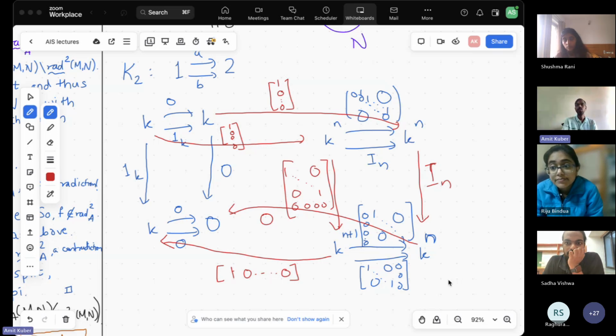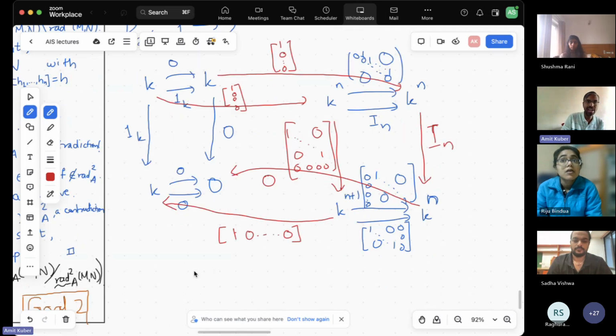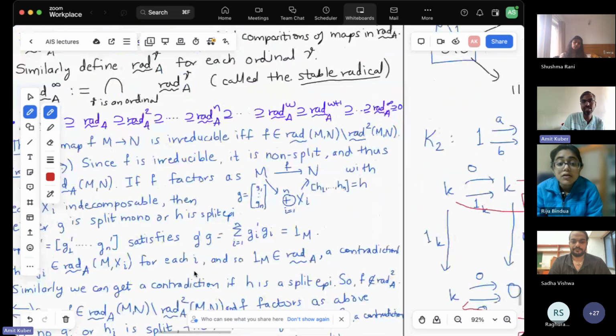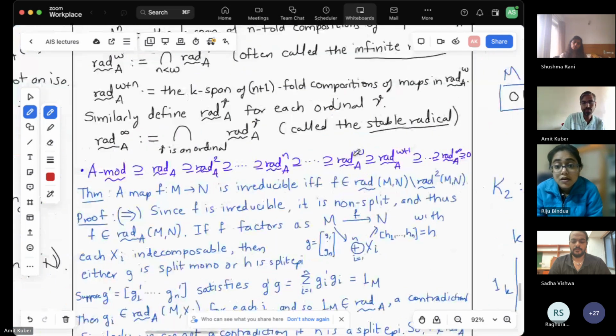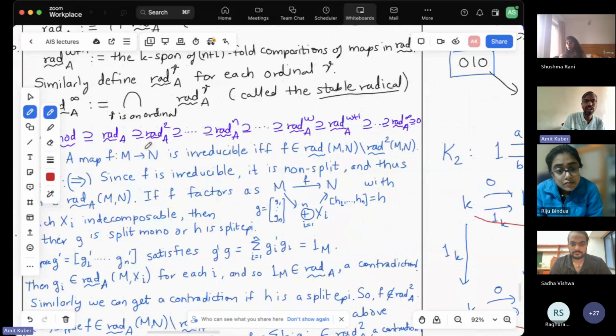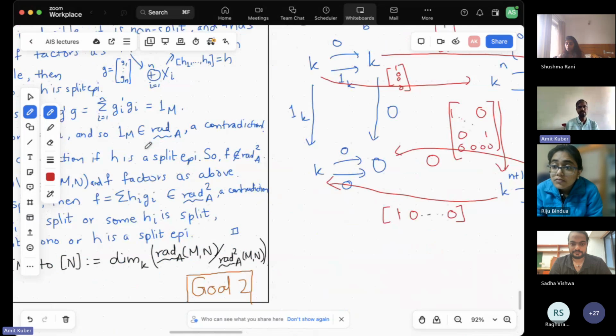Okay. So I wanted to give you an example of a morphism which lies in the infinite radical. And in fact, in this case, as it turns out, omega plus 1 is the stable rank. Stable rank is the least ordinal where this chain stabilizes. Okay, and what is this? Well, I should also give you one more definition, which is quite obvious now.